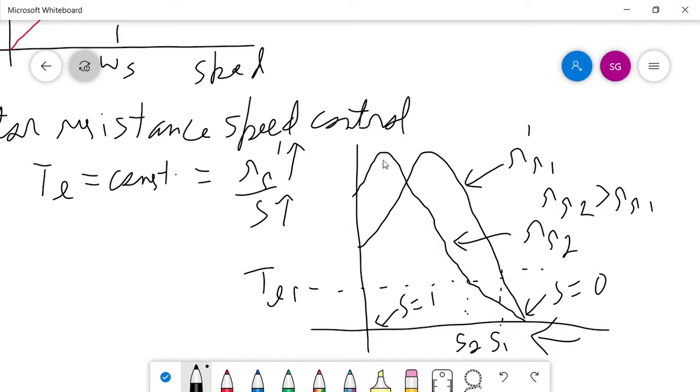And here we can see the maximum torque is the same in both conditions because this quantity is the same. So our maximum torque will be the same. But there is a difference in starting torque. So our starting torque has increased. Why? Because this electromagnetic torque is directly proportional to this Rr dash.